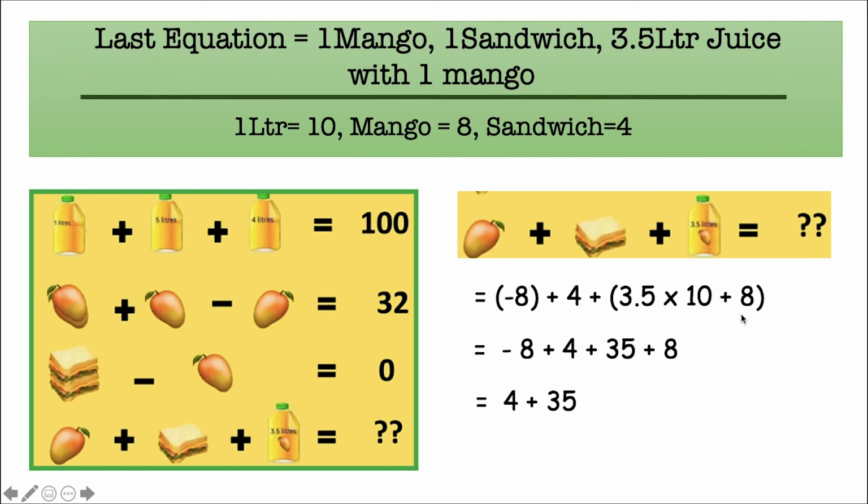Now solving this, we have to firstly solve the brackets according to the BODMAS rule, and then multiplication, and then addition, and in the end subtraction if there is any. So firstly opening these brackets, -8 would be -8 plus 4 plus 3.5 into 10 will be 35 plus 8. Now we can cancel this out. 8 and -8 would be 0, so we can cancel this out. So remaining will be 4 plus 35, and on solving 4 plus 35 we get 39 as our second answer.